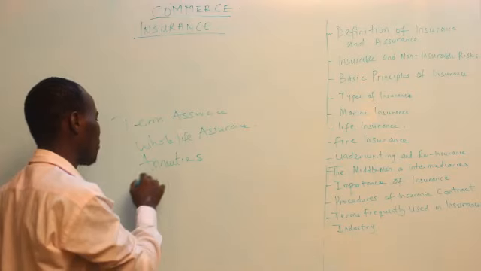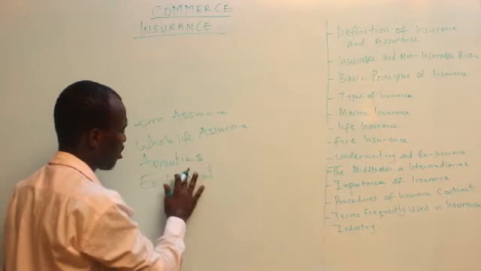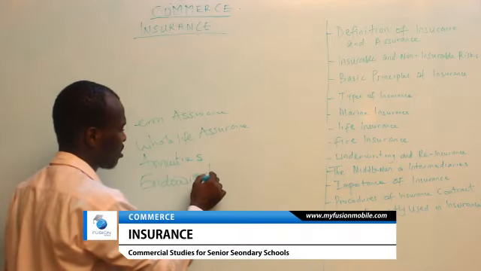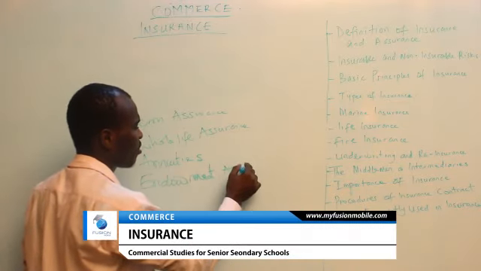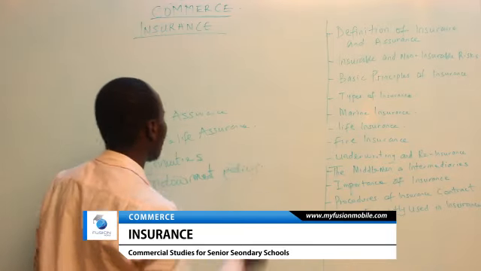We have the annuity. We have the endowment policy. Endowment assurance, or endowment policy. So we'll be taking that one after the other.